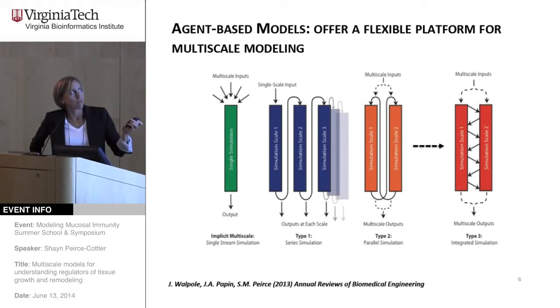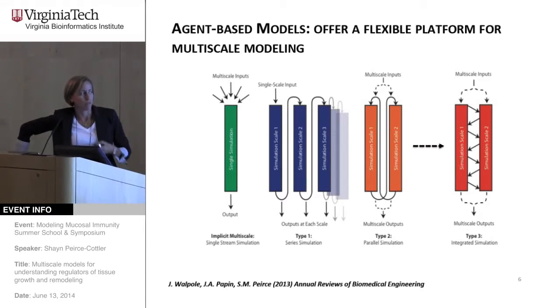and each of those inputs, parameters, initial conditions, variables, what have you, could come from different levels of biological scale. So you might have inputs that are based on gene expression, inputs that are based on in vitro assays, inputs that are based on mouse knockout models, and they all kind of go into a single model that gives an output. And again, we call them single stream or implicitly multi-scale models.